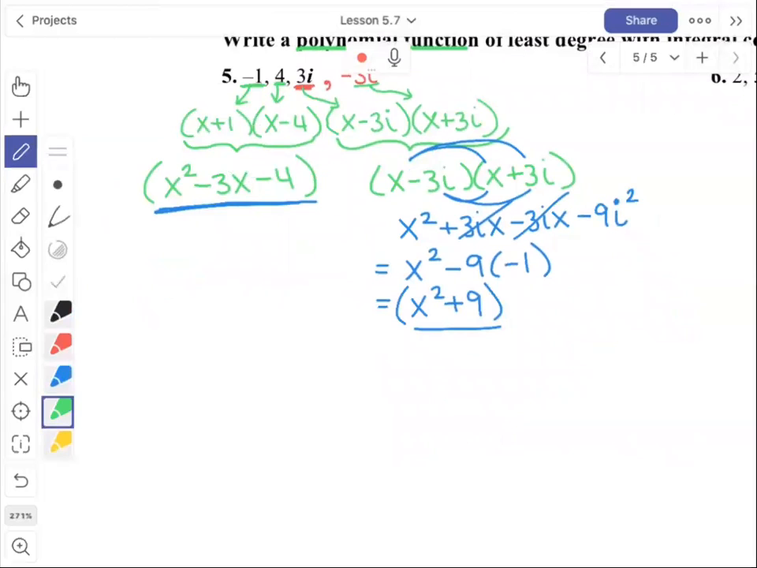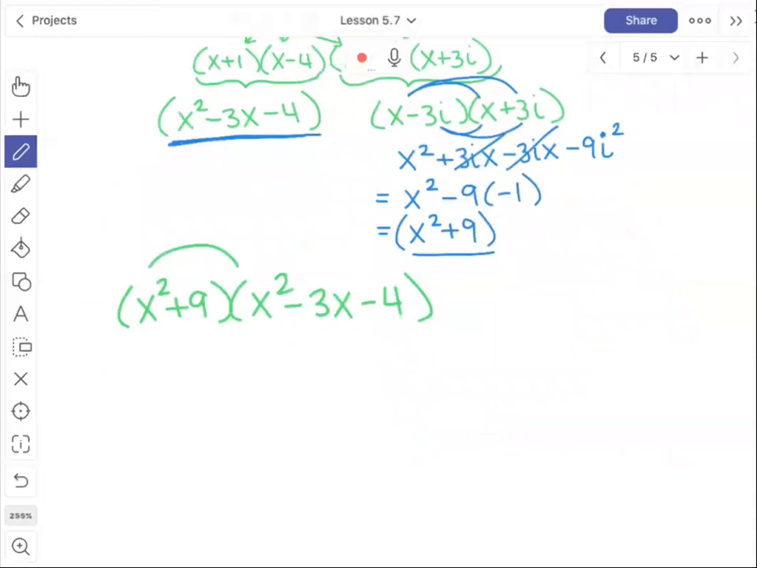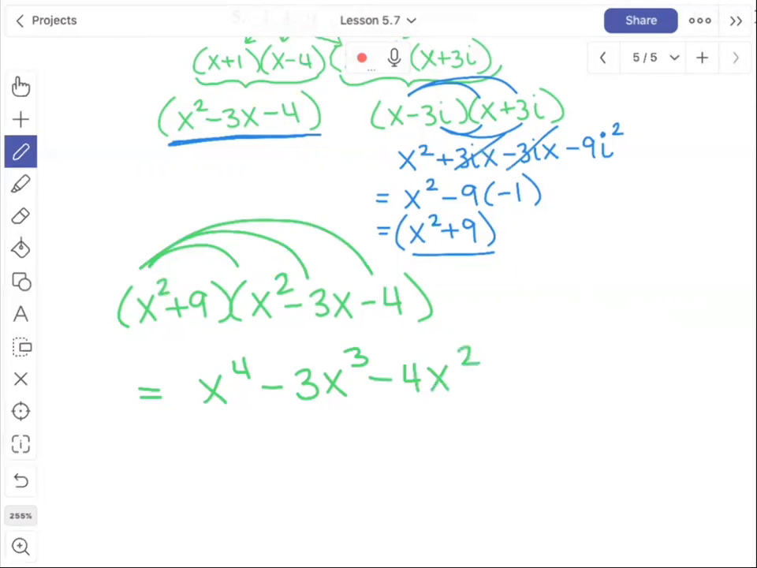So let's go ahead and FOIL this out. I got x squared plus 9 times x squared minus 3x minus 4. Let's multiply. And I get x to the 4th minus 3x cubed minus 4x squared. And then multiply the 9.